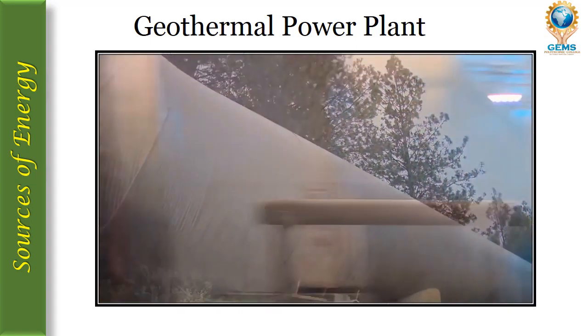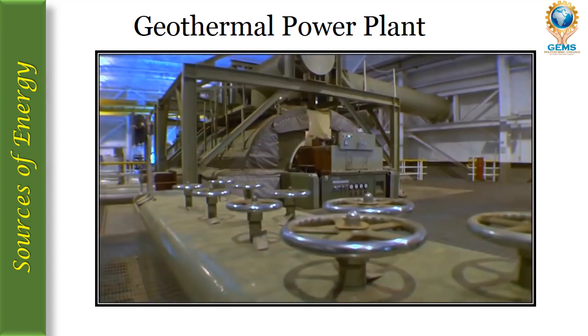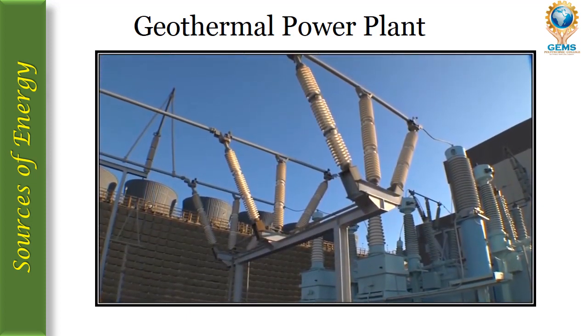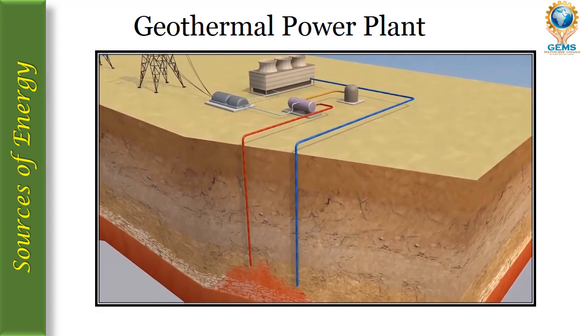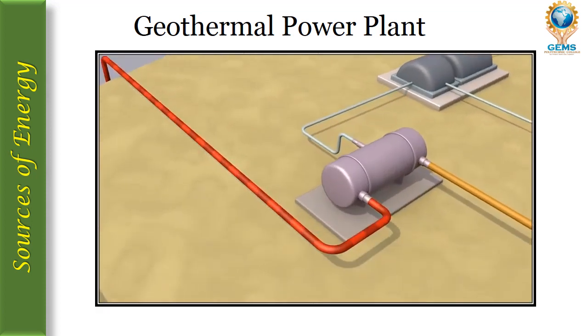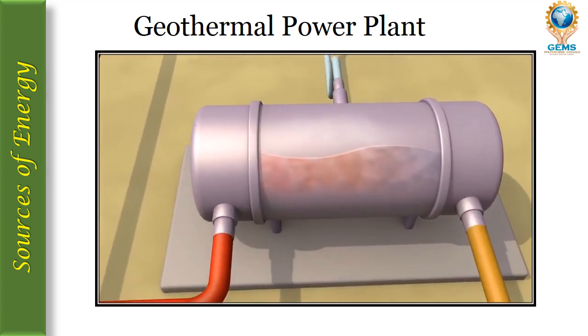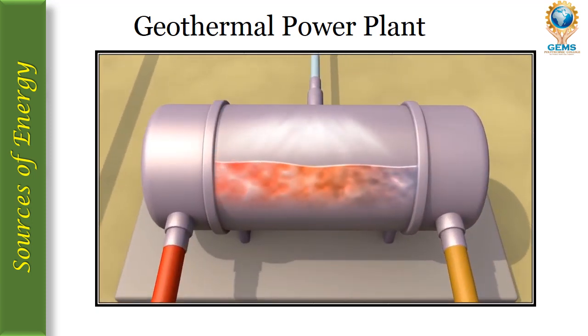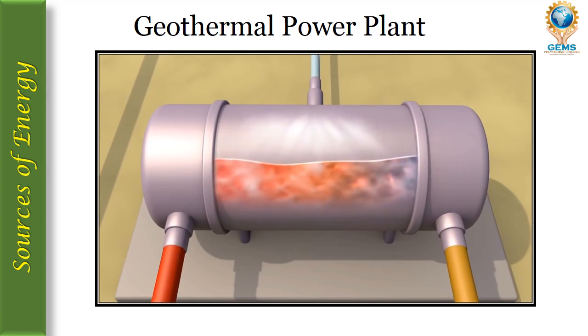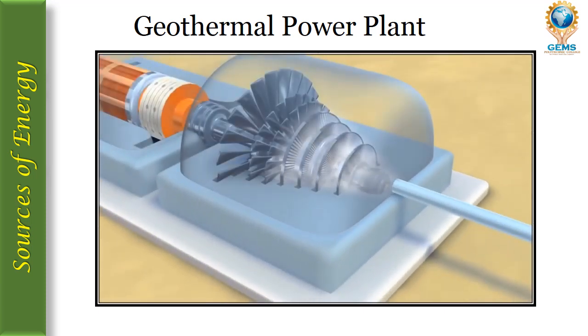Underground steam flows directly to a turbine to drive a generator that produces electricity. Pretty straightforward. Another geothermal technology is called a flash steam power plant. A pump pushes hot fluid into a tank at the surface, where it cools. As it cools, the fluid flashes, or quickly turns into vapor. The vapor then drives a turbine and powers a generator.